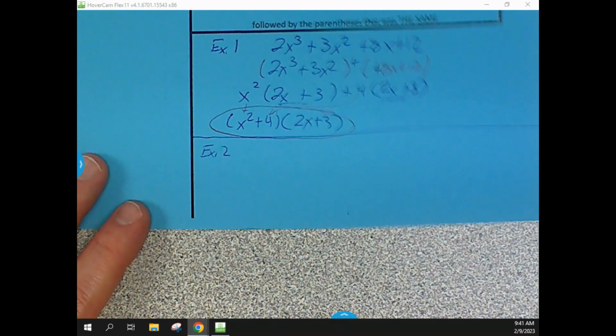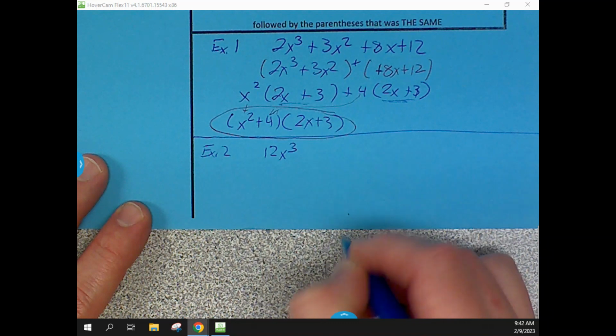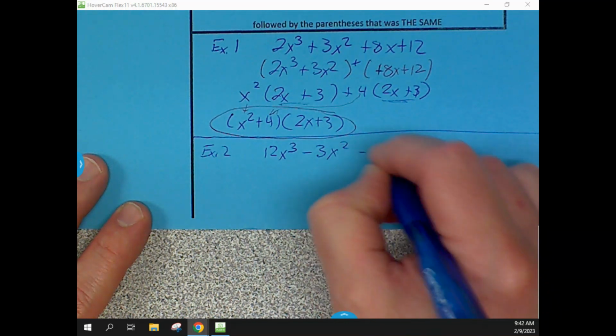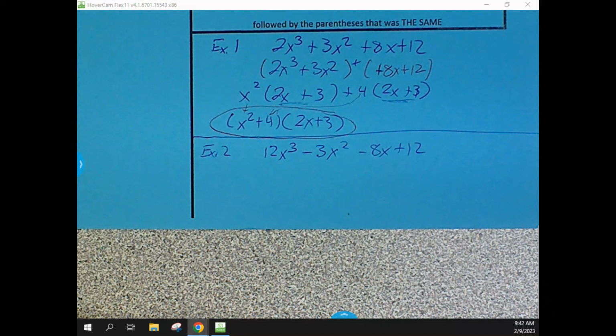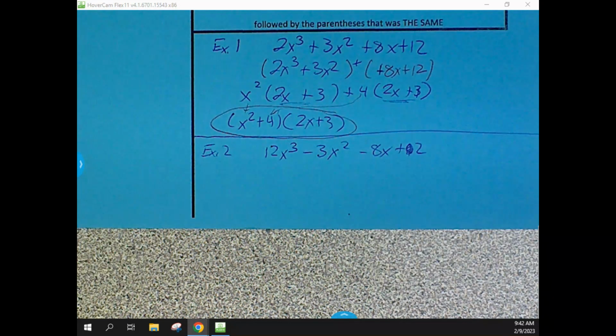So let's go example 2. Let's go with 12x to the third minus 3x squared minus 8x plus 12. That basically, we're going to take the exact same problem we had before. Wait, make that a 2. Oops, my bad. And we're going to tweak it just a little bit. We're going to tweak the numbers just to kind of change some stuff up a bit.